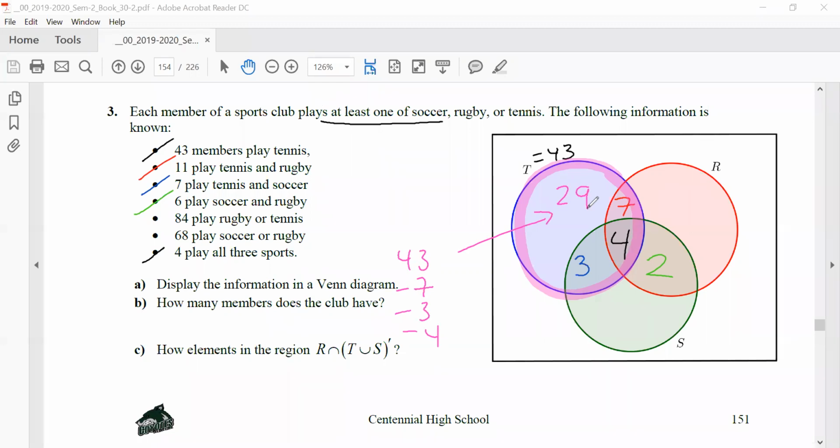Well, now 84 play tennis or rugby. So what I know now is that these 2 sets I've highlighted in pink have to add up to 84. So I'm going to go 84 minus all these other numbers that I've got highlighted inside the pink regions. And I'm going to play it safe. I'm actually going to go 84 minus 43 minus 2, which is 39.